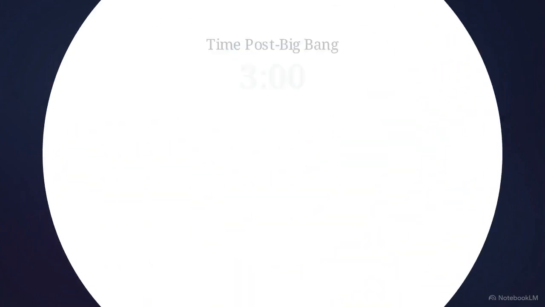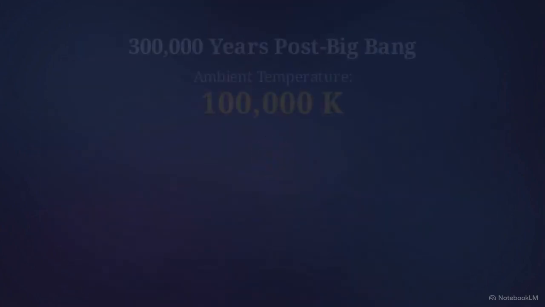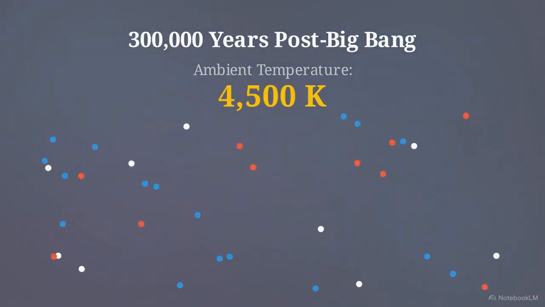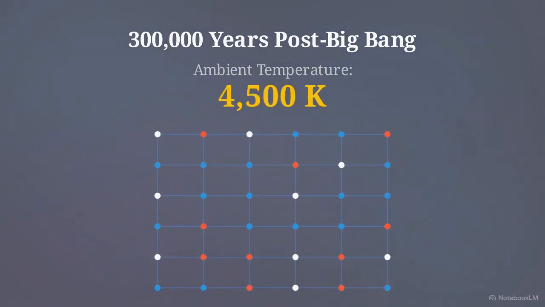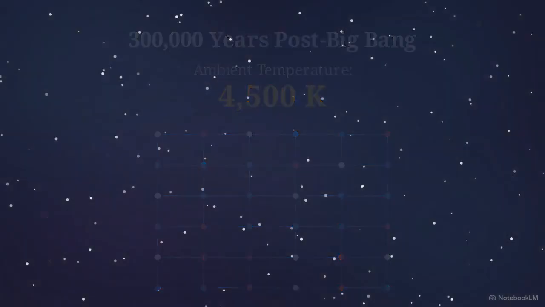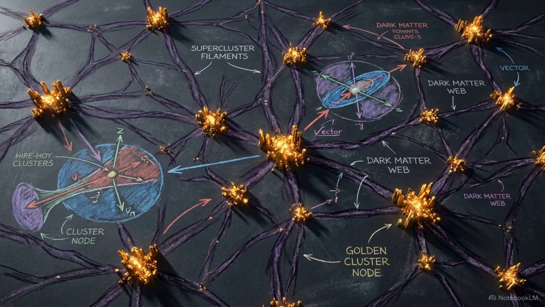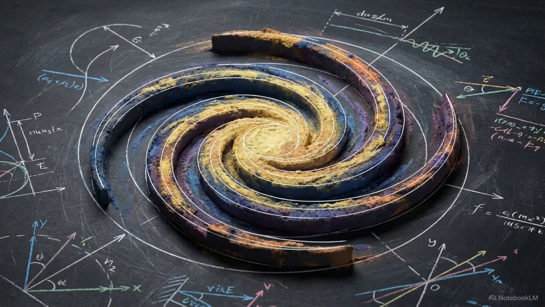Within 3 minutes of the initial explosion, the first atomic nuclei began to form. Exactly 300,000 years later, the ambient temperature dropped to 4,500 Kelvin. Atomic matter solidified, and the universe finally became transparent. The resulting expanse is not a random void. The observable universe is a highly ordered, deterministic system, driven entirely by precise initial thresholds of mass and angular momentum.